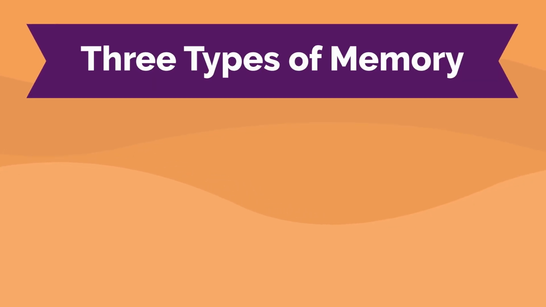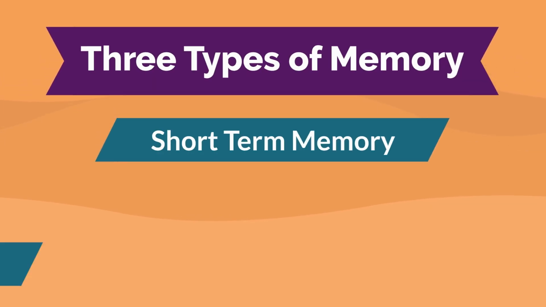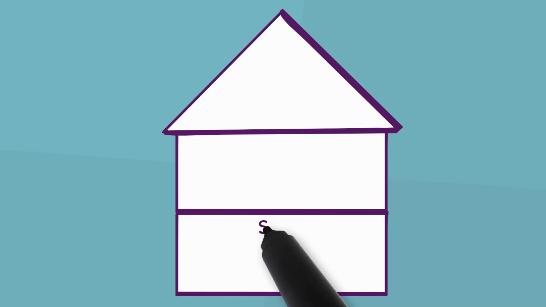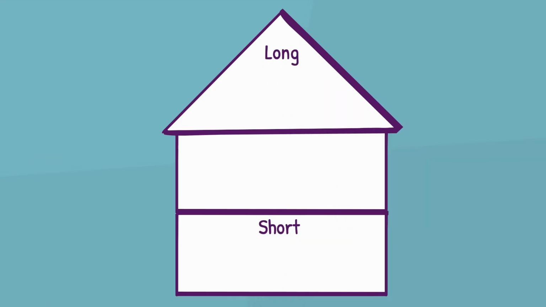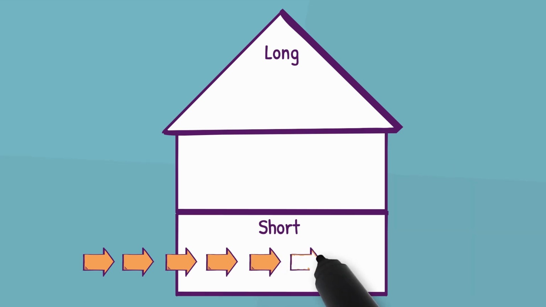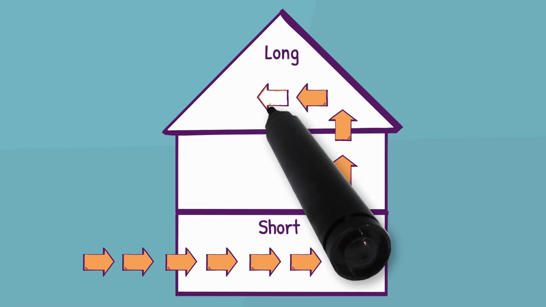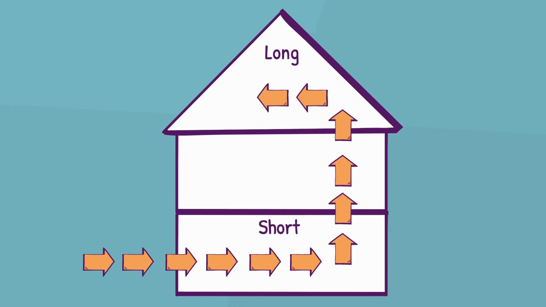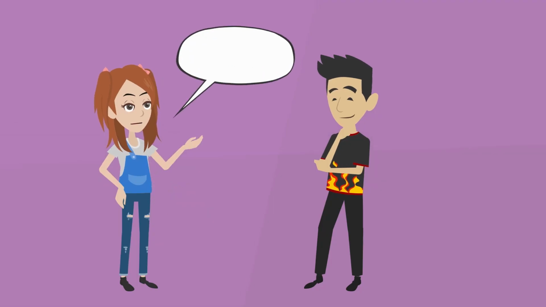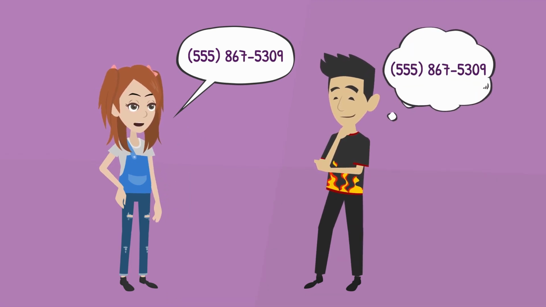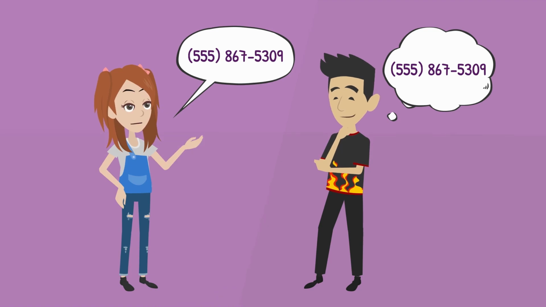The three types of memory include short-term memory, long-term memory, and working memory. Short-term and long-term memory are familiar to most people. Information received from the five senses is stored in short-term memory. It is retained for a short period of time before the information is either placed in long-term memory or forgotten. Your friend tells you her new cell phone number, and you repeat it in your head until you write it down. This is an example of short-term memory.